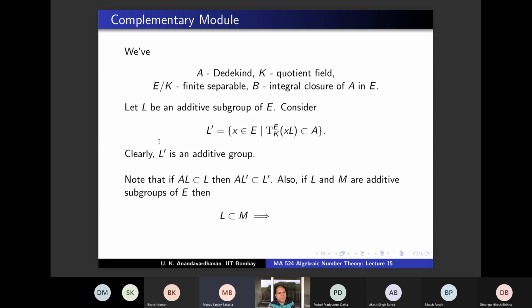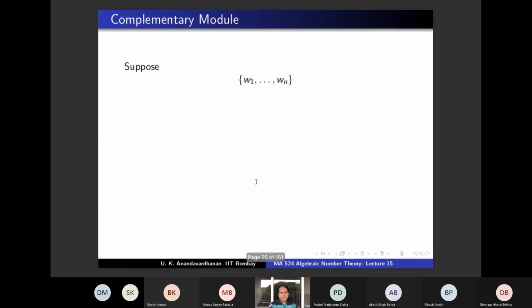That would be your natural guess, the way things are set up. It will be containment reversing. It's a dual after all. And once you see that, it can be easily checked. If you take something in M prime, if X belongs to M prime, then trace of XM is contained in A. But if trace of XM is contained in A, then of course the trace of XL is contained in trace of XM that is contained in A. So you are right. M prime is contained in L prime. So it's inclusion reversing, obviously.